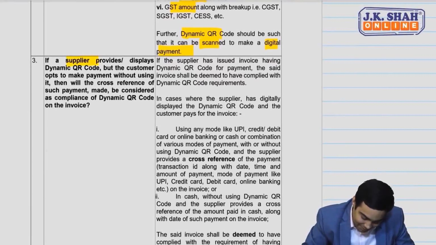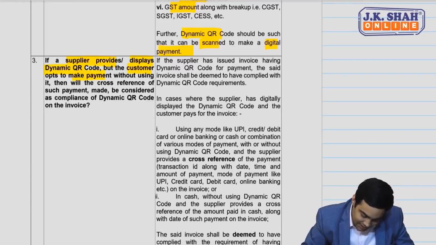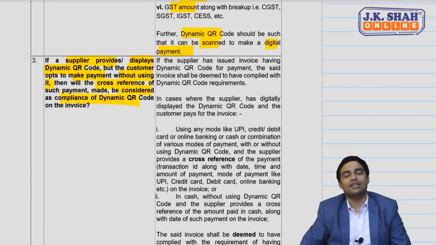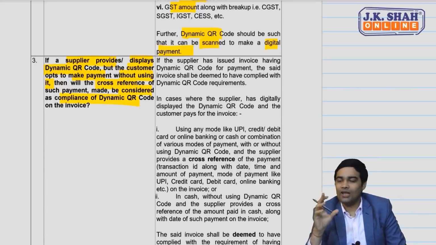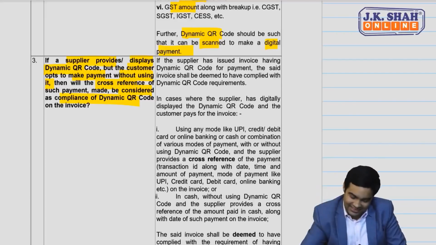Let's see the third one. Say suppose supplier provides or displays QR code, but customer makes payment without using it. Then would cross-reference be considered as compliance with dynamic QR code? Say suppose I mention dynamic QR code, but customer opts to pay through cash. Is it sufficient compliance? The answer is yes. It is considered as sufficient compliance. Are you clear with this? Yes. See, I can only display it on the invoice. I cannot force the other person to pay. Clear? Okay.